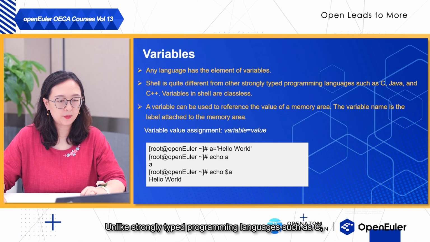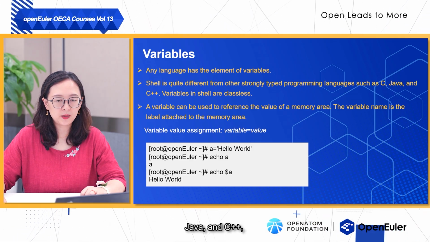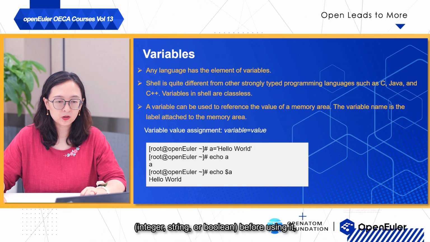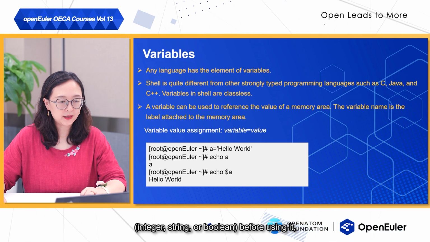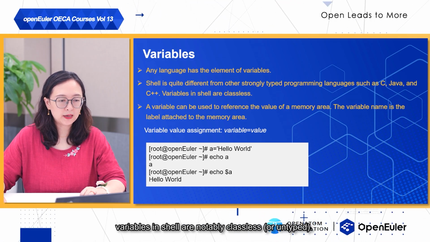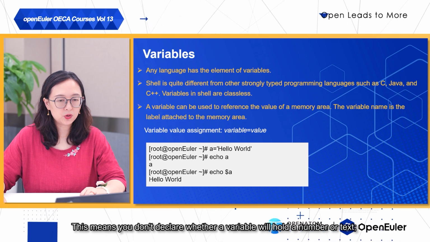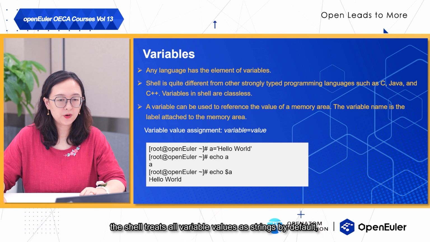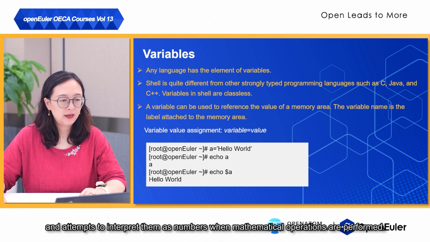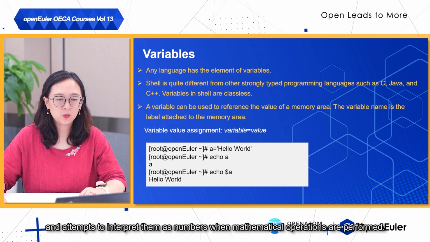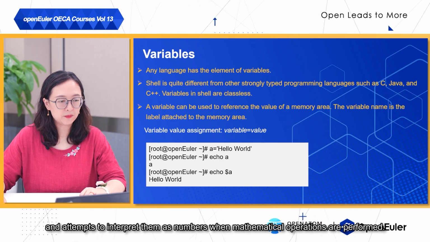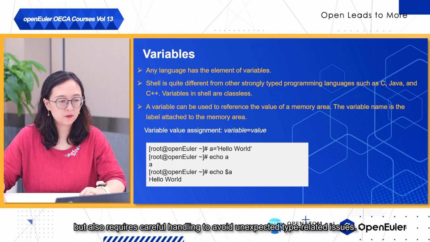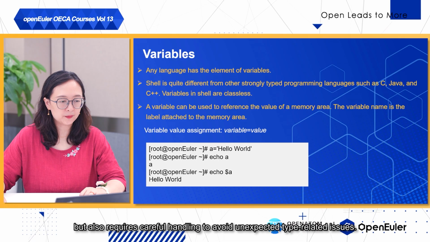Unlike strongly typed programming languages such as C, Java, and C++, where you must explicitly declare a variable's data type, integer, string, or boolean, before using it, variables in shell are notably classless or untyped. This means you don't declare whether a variable will hold a number or text. The shell treats all variable values as strings by default and attempts to interpret them as numbers when mathematical operations are performed. This flexibility can be convenient, but also requires careful handling to avoid unexpected type-related issues.